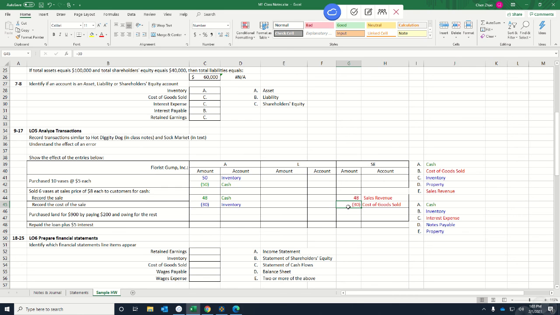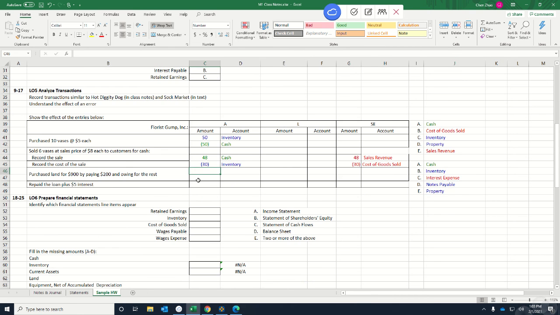Make sense? Okay, so next one. Purchase land for $900 by paying $200 and owing for the rest. If you want to finish this one, you should probably look at the textbook on page 7. There's an example that a stock market wanted to purchase a land for $100,000 and do a note payable from the bank for a certain amount and paid for the rest of that. So this one as well.